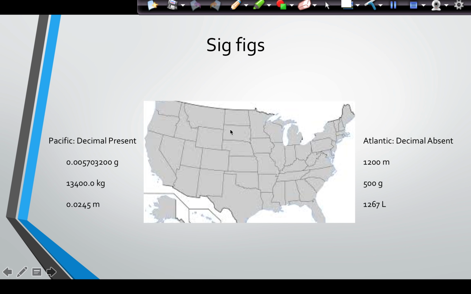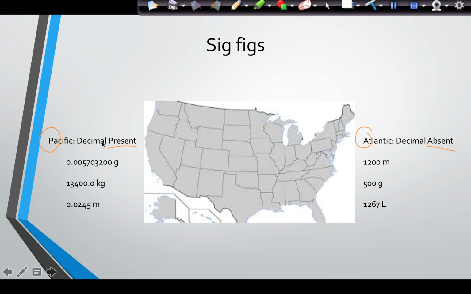Who wants a quick significant figure brush up? When we talked about counting significant figures, we said we would divide numbers or split them up into Pacific, which is decimal present, and Atlantic, which is decimal absent.